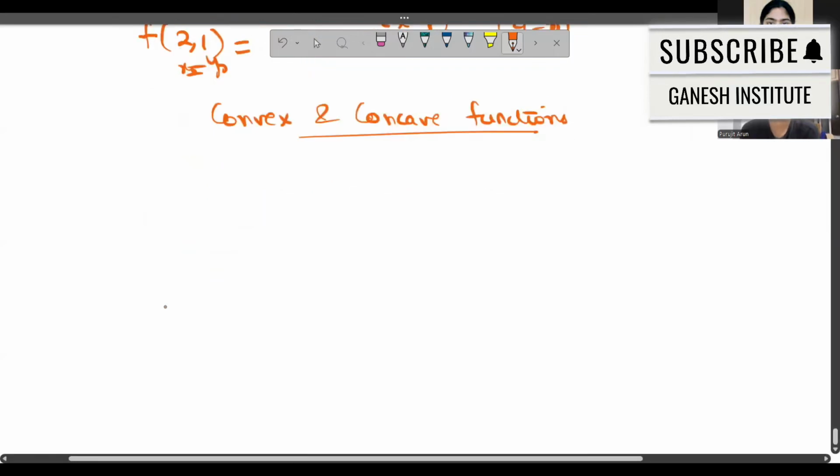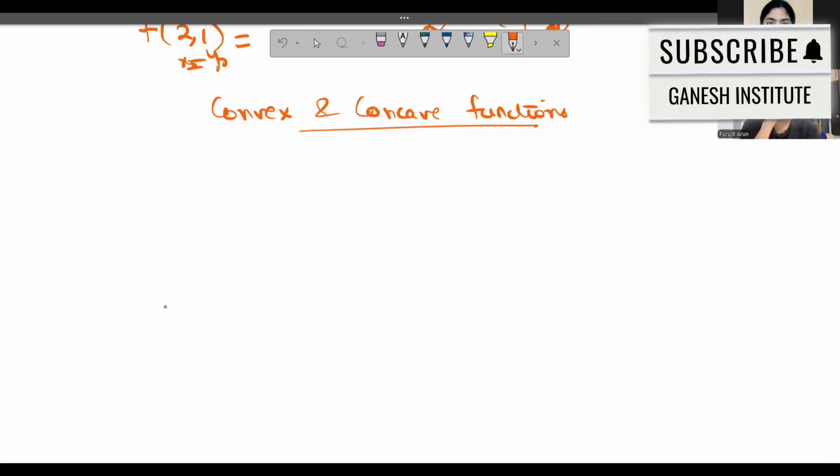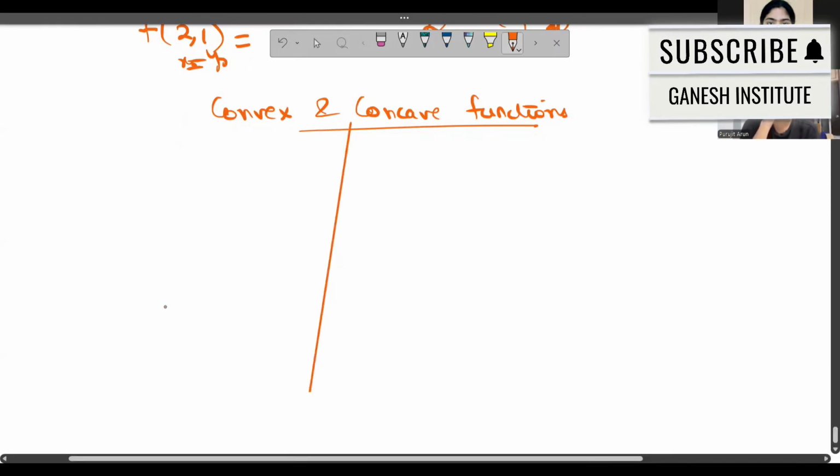Tell me, what are convex functions? Ma'am, functions that are convex are increasing at the critical point, and concave are decreasing from the critical point.